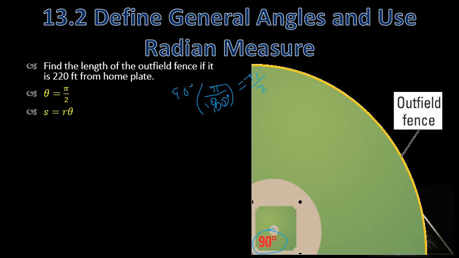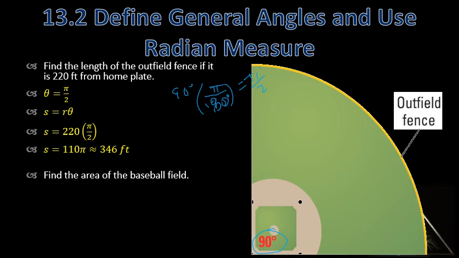All right, arc length is S equals r theta. The radius is 220 feet. Angle is pi over 2. So that appears to be 110 pi feet, or approximately 346 feet. Why would I use the decimal there? Because it's a word problem.